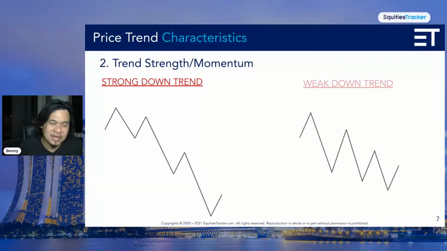In other words, when we have a strong downtrend, we expect the downtrend to continue. When we have a weak downtrend, the trend may still continue, but there's also a high chance that the price is going to reverse, or just go sideways because there is buying support.